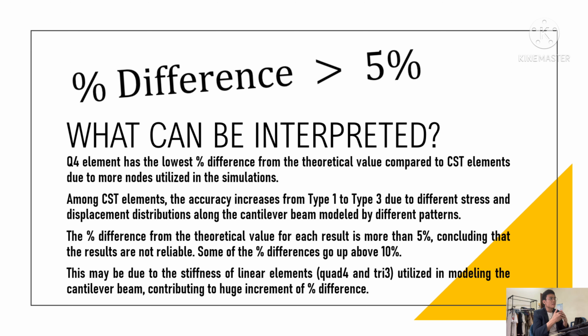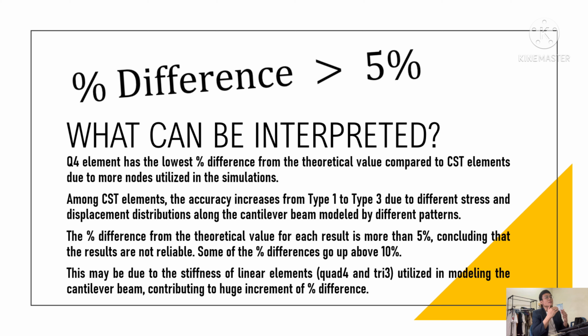We can see that the Q4 element has the lowest percentage difference, or we can say highest accuracy, from the theoretical value compared to all the other CST elements with different types of pattern, because the Q4 element is using 4 nodes instead of 3 nodes in the CST elements. Among the CST elements, the accuracy increases from type 1 to type 3. What we can say is that different types of patterns for the CST elements contribute to different stress and displacement distribution along the cantilever beam.